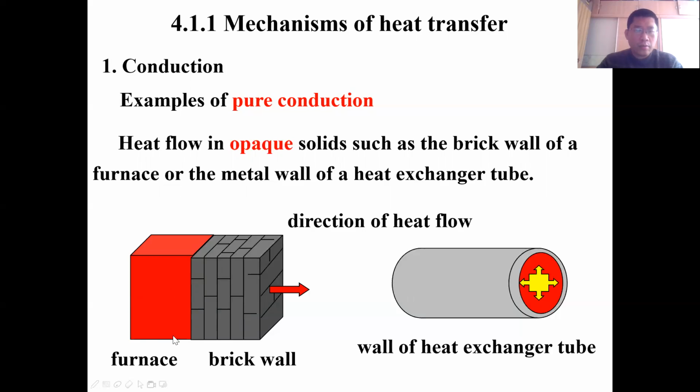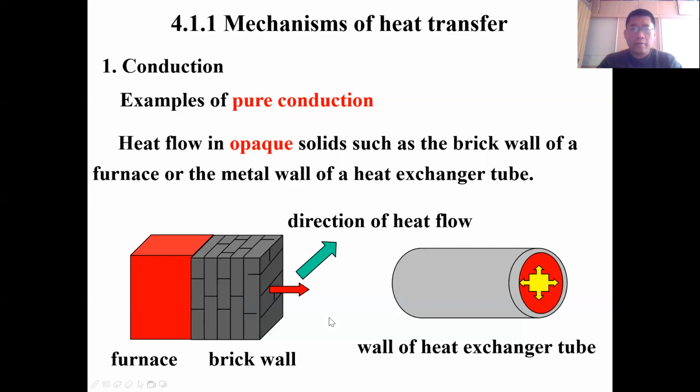Because the temperature of the furnace wall is higher than that of the brick wall, the heat is transferred from the furnace to the brick wall. The red arrow is the direction of heat flow. This heat transfer process is in solids. It is a pure conduction. In this process, there is no observable motion of matter.